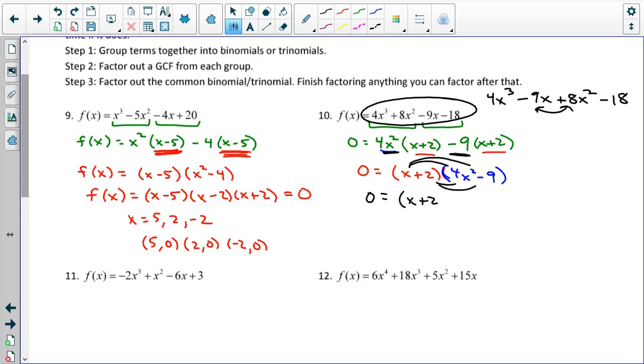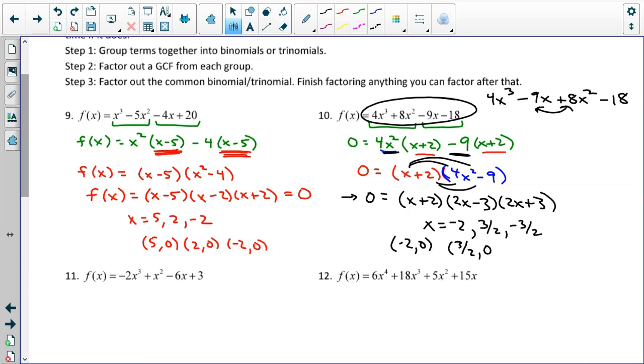So I have x plus 2, and then 4x squared minus 9 is the difference of two perfect squares. So that's 2x minus 3, 2x plus 3. I end up with x equals -2, 3 halves, and -3 halves. So if I were asked for solving this equation, that would be what I get. But since I'm asked for x-intercepts, I'm going to write it as (-2, 0), (3 halves, 0), and (-3 halves, 0).